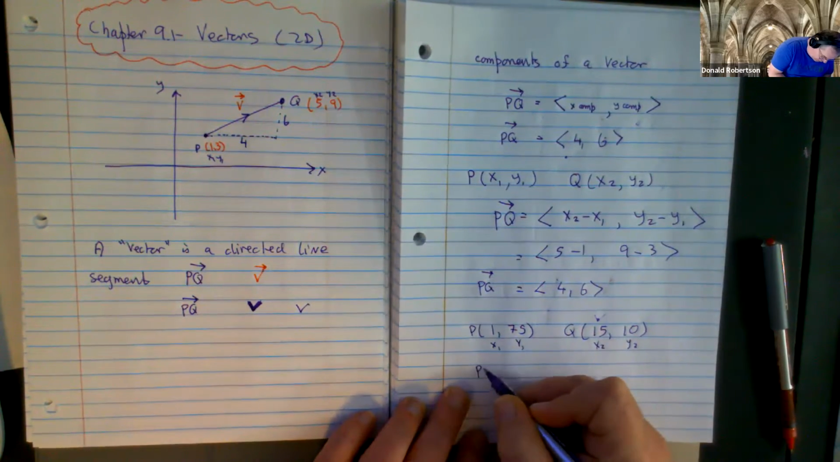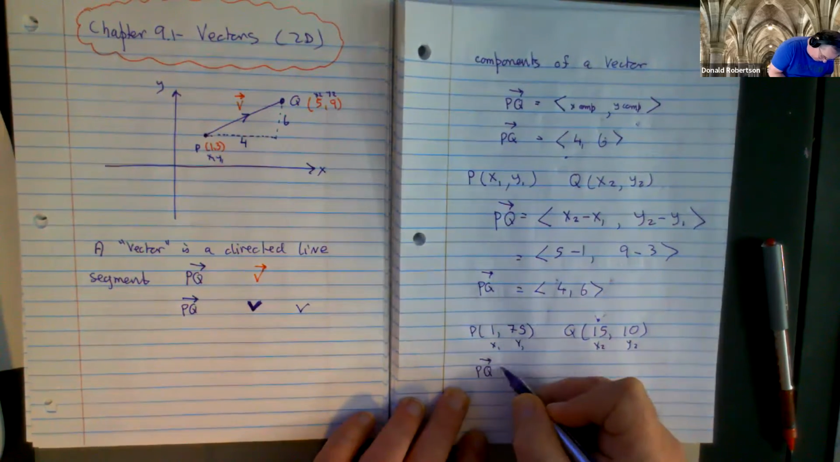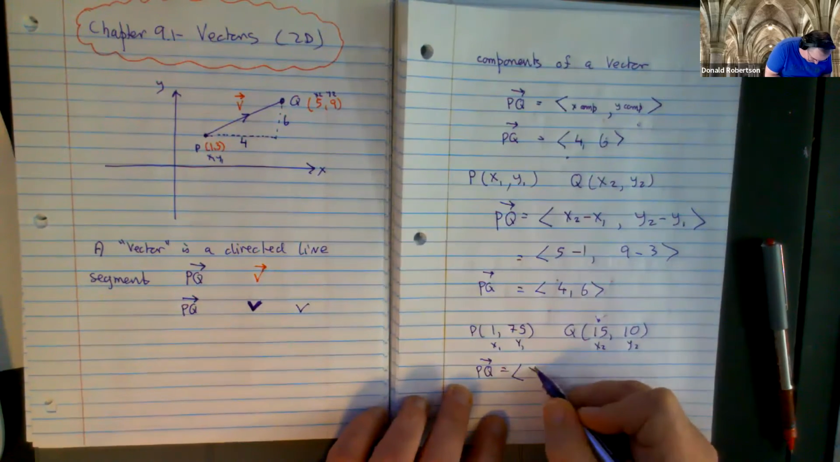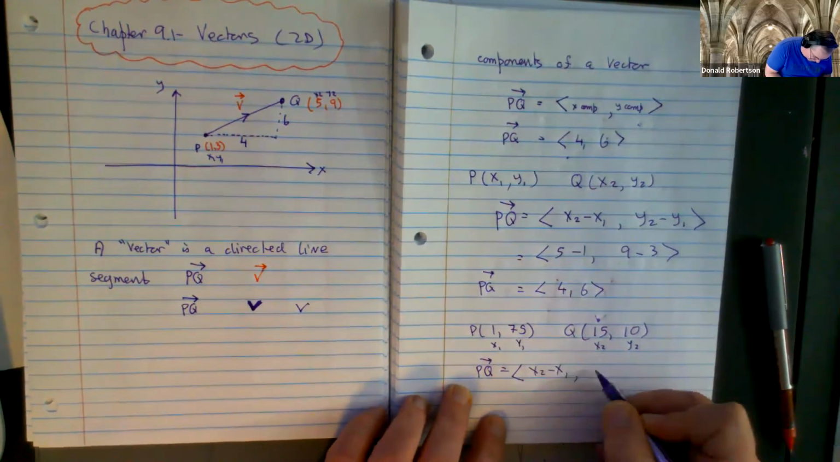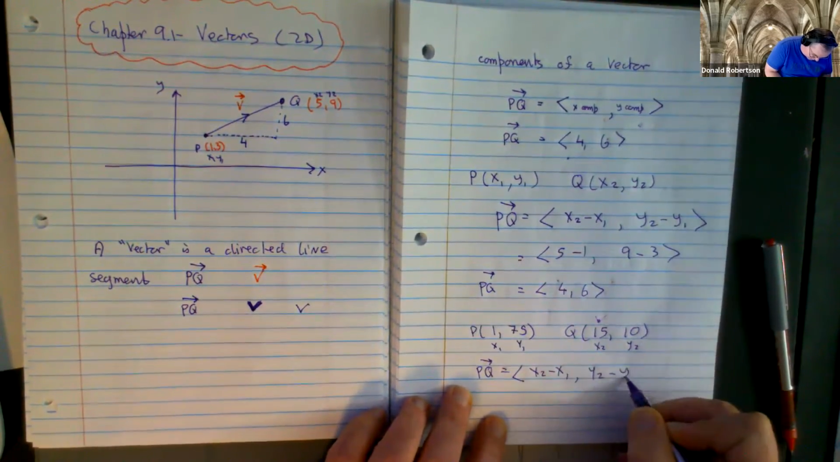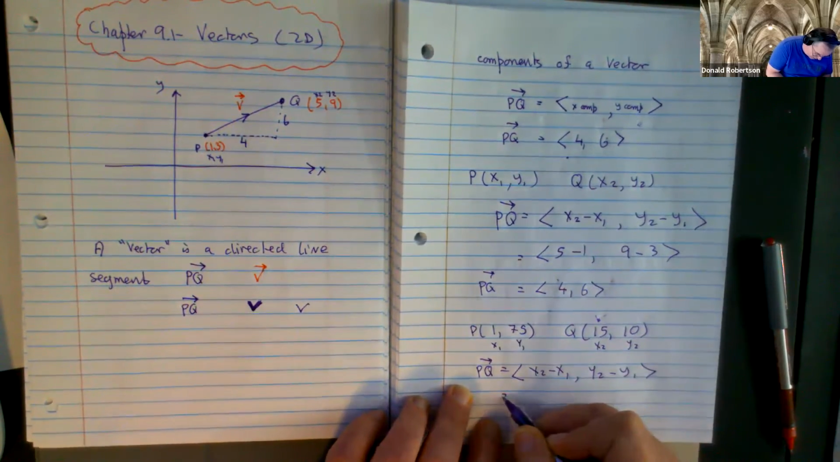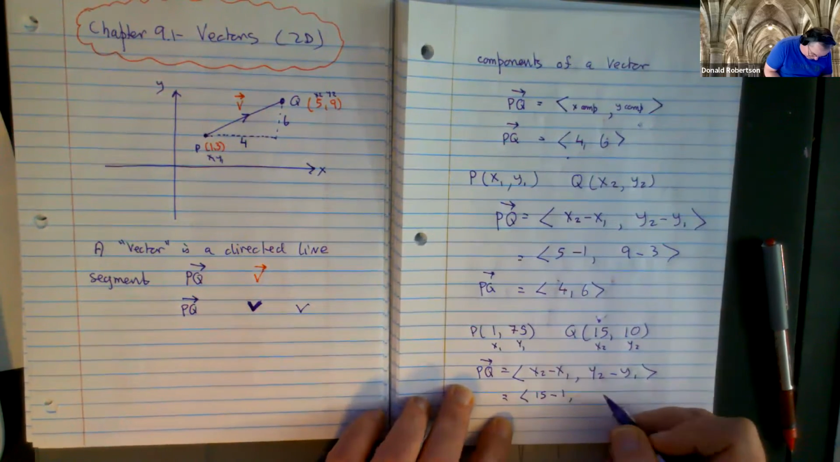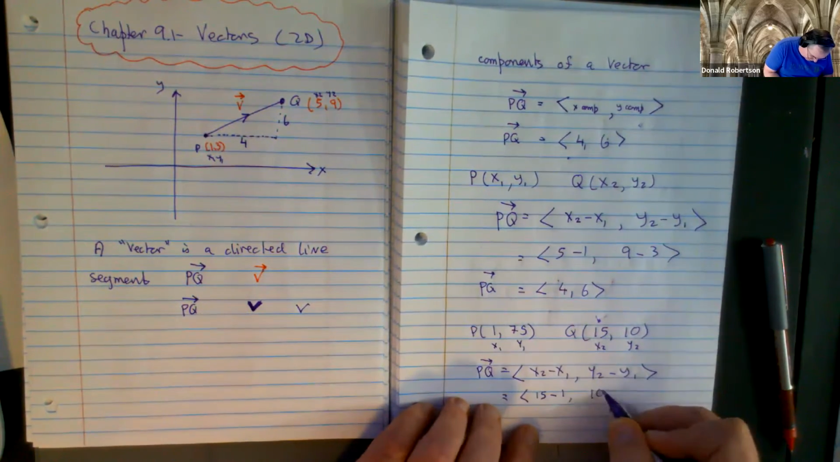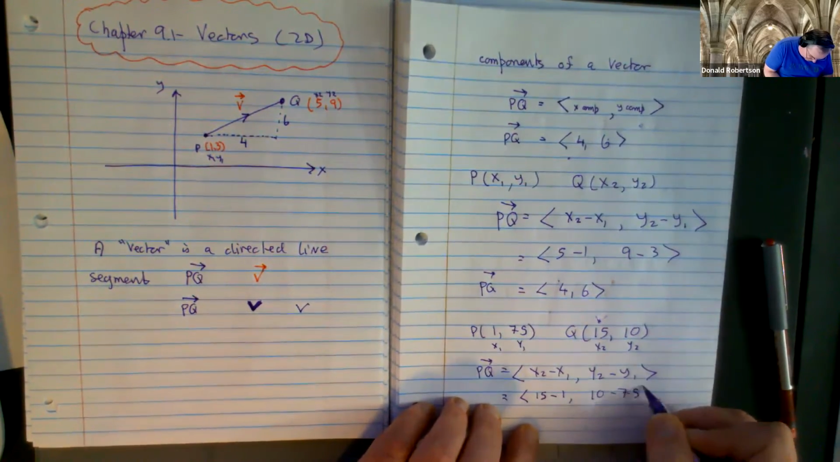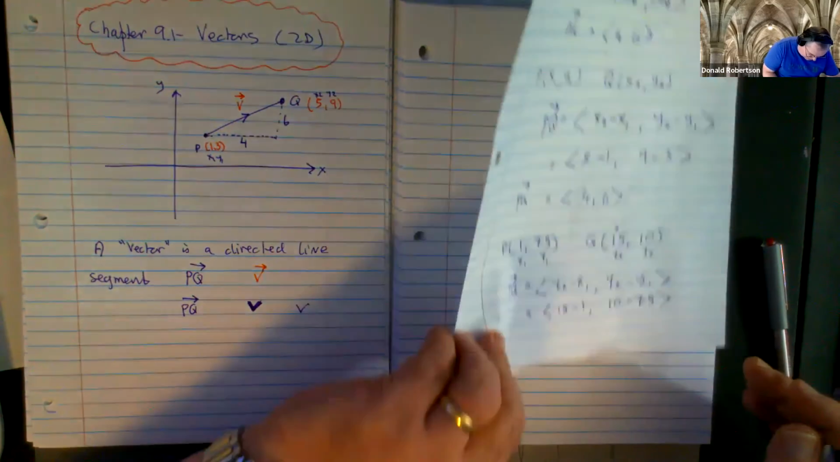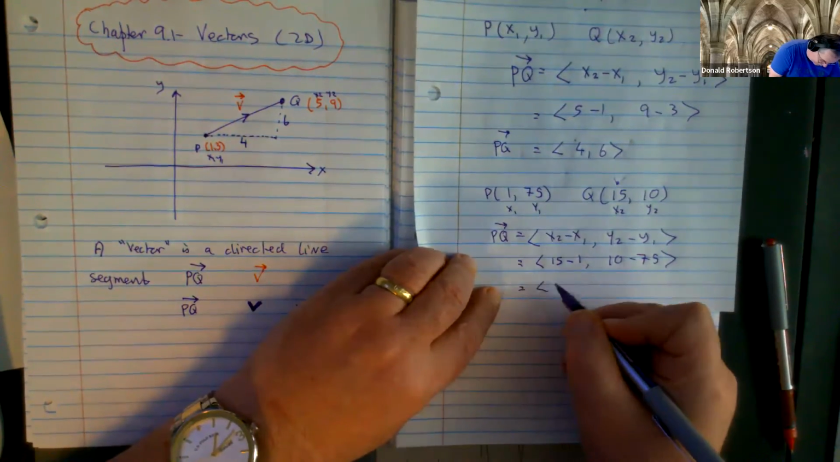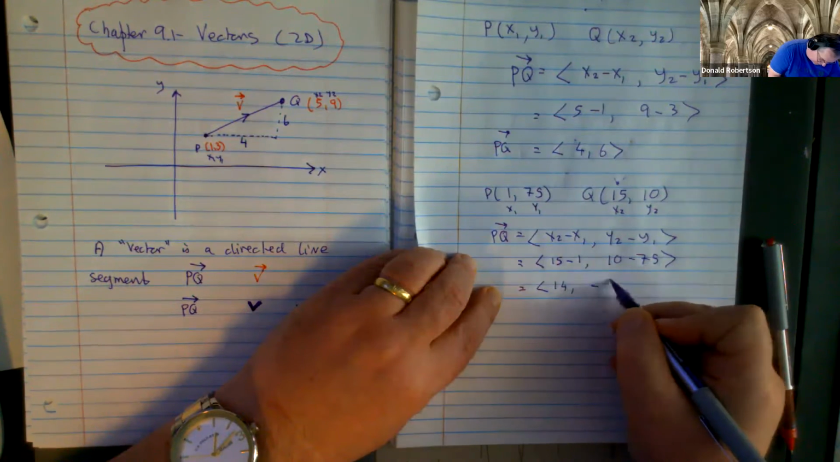So the vector joining P to Q is x2 take away x1, y2 take away y1. In this case, it's 15 subtract 1 and 10 subtract 75. And I get the answer (14, -65).